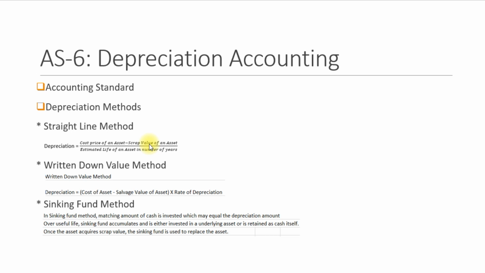Now the scrap value of an asset is the value of an asset when it remains no more usable for the purpose for which it was originally intended. So that is explained. The difference between cost price of an asset and scrap value is divided by the estimated life of an asset in number of years, which gets you the depreciation rate per year.